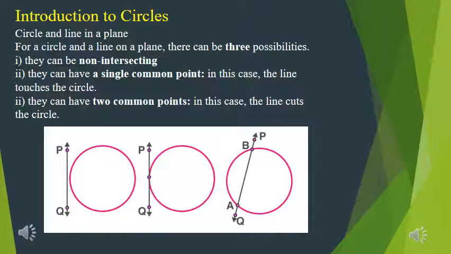Now students, similarly in the second case, we observe a line PQ meeting a circle at only one point, and when a line meets a circle at one point, it is called a tangent to the circle. Similarly, in case number 3, there are two common points A and B between line PQ and the circle. The line PQ intersects the circle at two distinct points, A and B. Then the line PQ is called a secant of the circle.